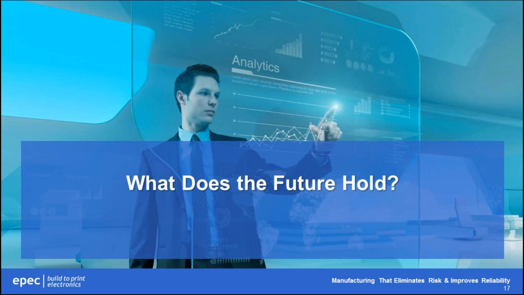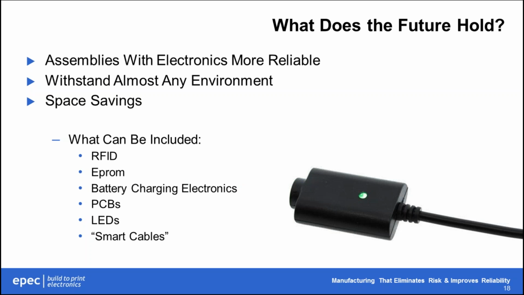Let's take a look a little bit at what we think the future is going to hold for us. Including electronics with cable assemblies provides for a more reliable interface. Because electronics are sealed and protected, they can withstand almost any environment that anybody could throw at them, and they allow for space savings on the equipment.